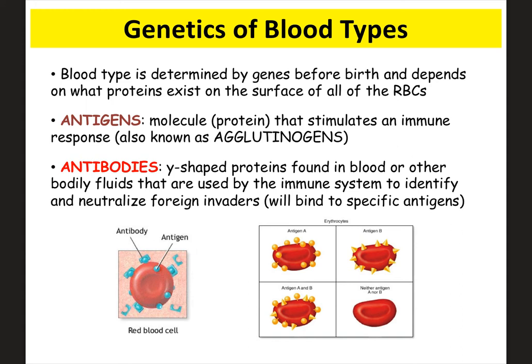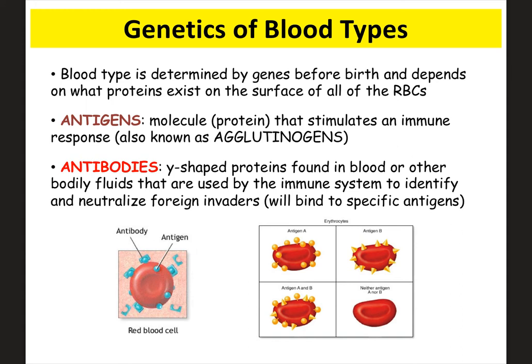All right, and then we have these antibodies, which are these Y-shaped proteins found in the blood, and they're used by the immune system to recognize foreign invaders. Basically, the antibodies will bind to a specific antigen. They bind to a specific protein on another cell.